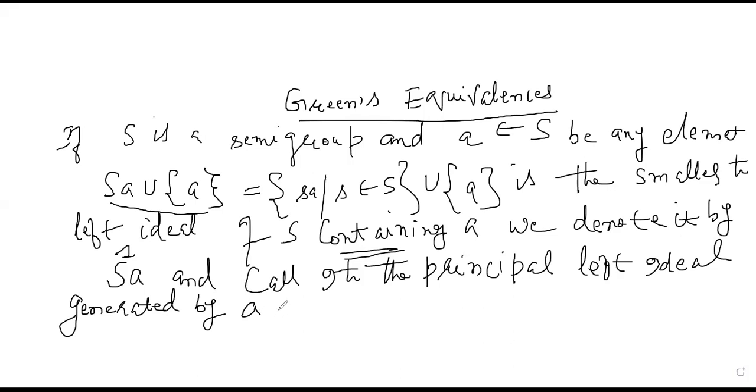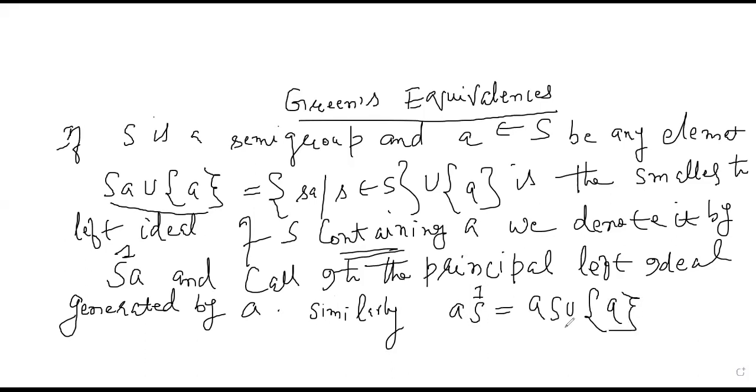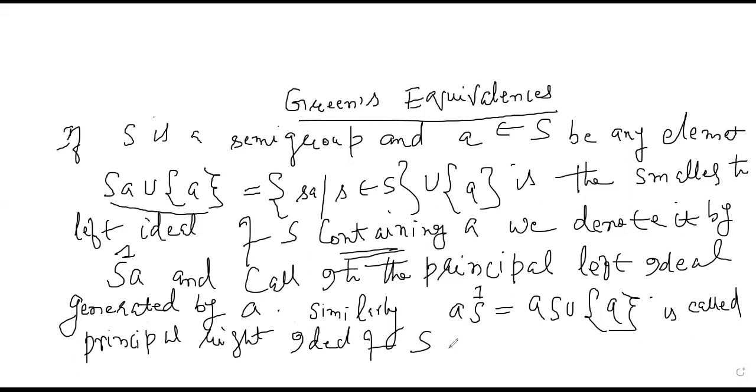Now similarly, if you take AS1, means this set AS union singleton A, this is actually the principal right ideal generated by A. It is in fact the smallest right ideal containing A, so we call it the principal right ideal of S generated by A. So likewise, you can define a principal two-sided ideal.